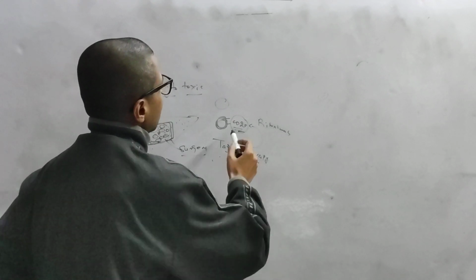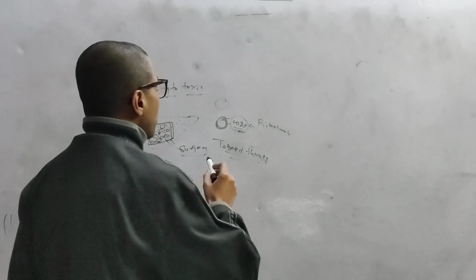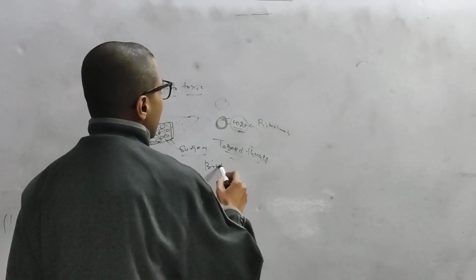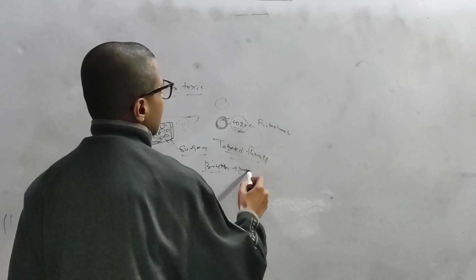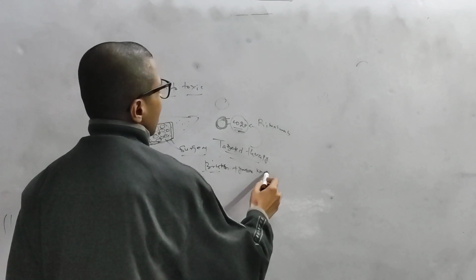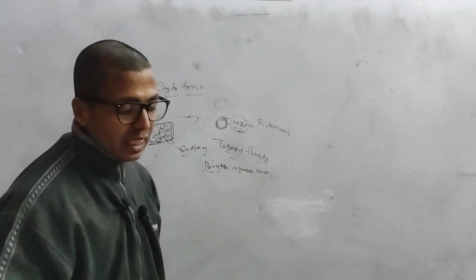So it won't kill those cells. Similarly, there is another drug targeting Bruton tyrosine kinase. So wherever a cell has Bruton tyrosine kinase, it only kills those cells. Okay. So these are called targeted therapy.